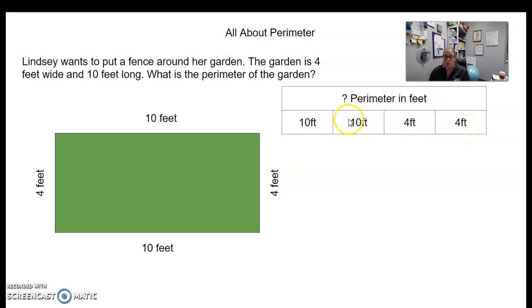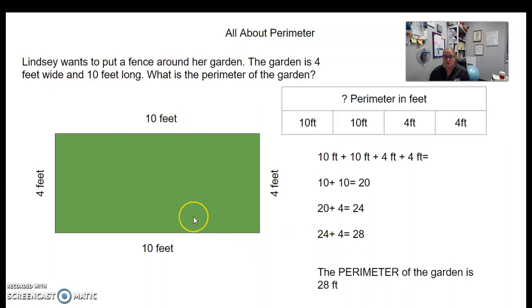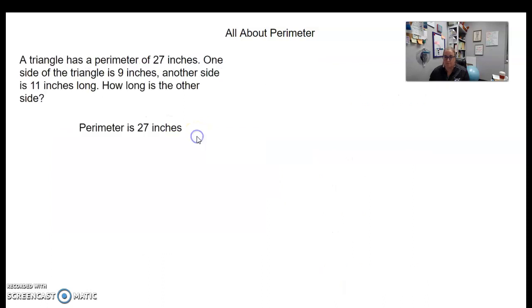From here, when I'm trying to find perimeter, I'm actually going to add all of the sides together. So I'm going to add 10 feet plus 10 feet plus 4 feet plus 4 feet. Well, that's a lot of things to do in one time. So I'm going to break it down. 10 feet plus 10 feet is 20 feet. 20 feet plus 4 feet is 24 feet. And 24 feet plus 4 more feet is 28 feet. So that tells me that the perimeter of this garden is 28 feet. So if you're given all of the dimensions, you just add them all up, and that's how you find perimeter.